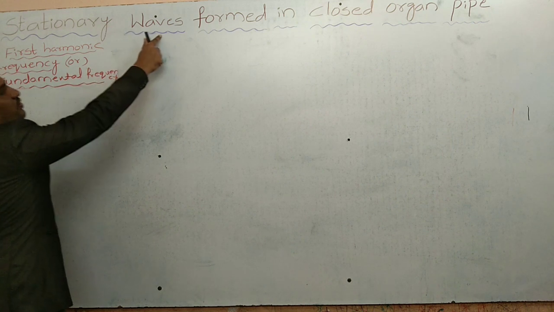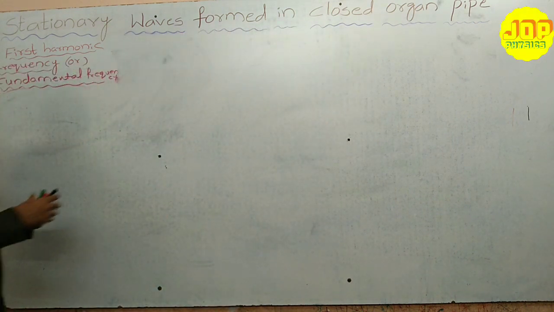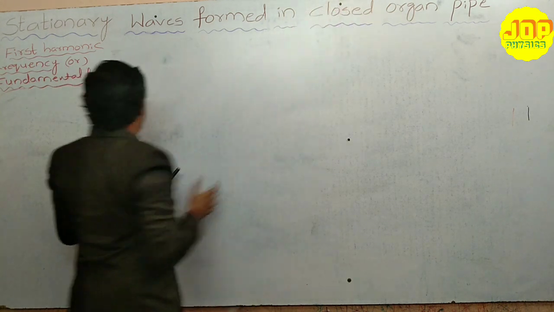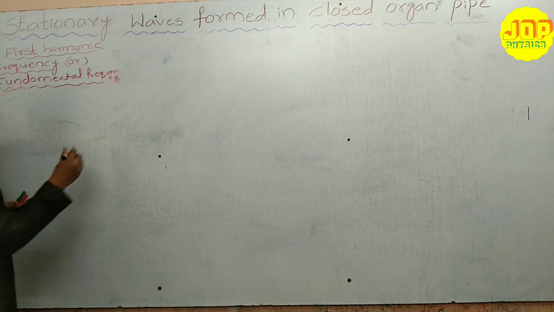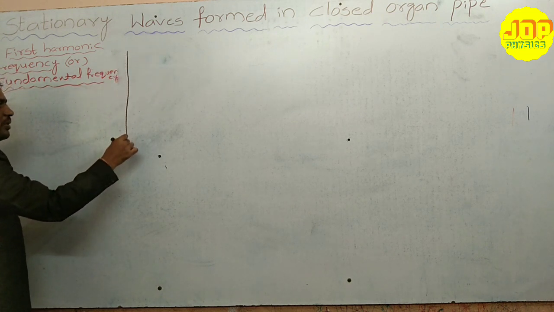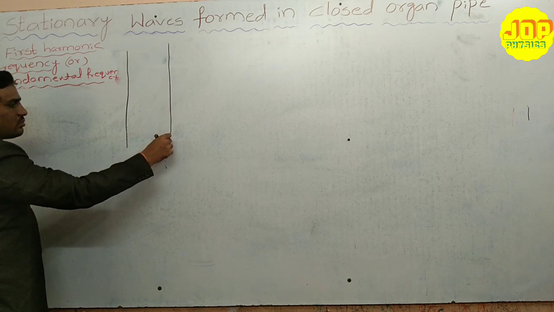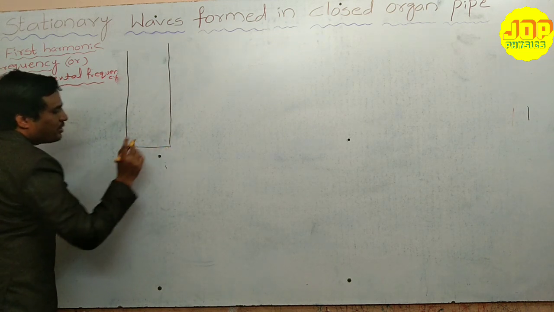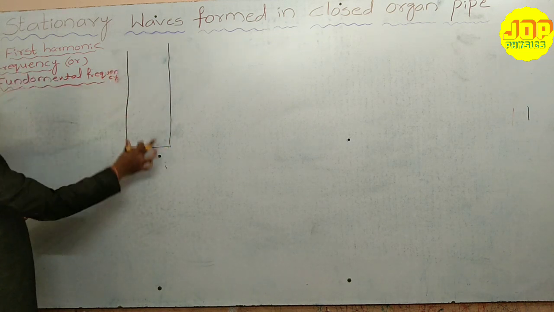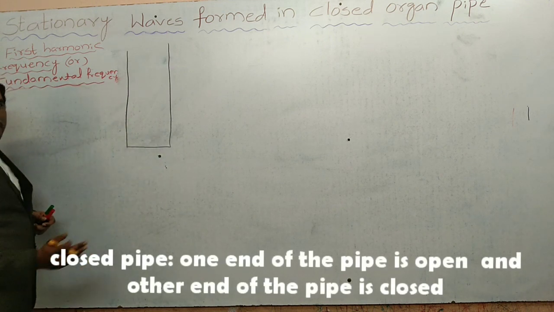Stationary waves formed in a closed organ pipe. Now, what is a closed pipe? A pipe which is closed at one end. Closed pipe means one end of the pipe is open and the other end of the pipe is closed. That is called a closed pipe.